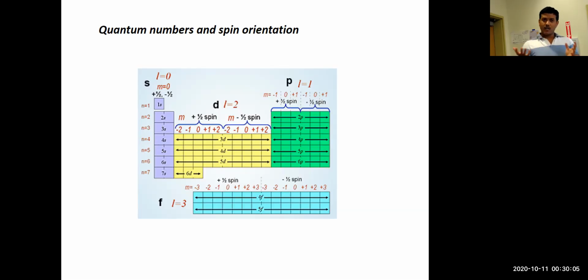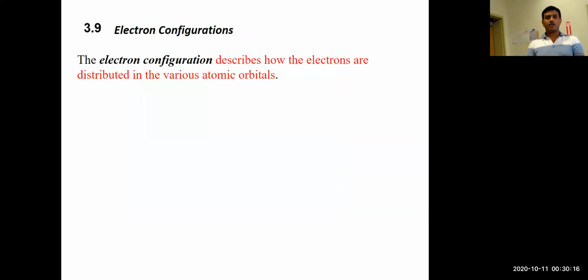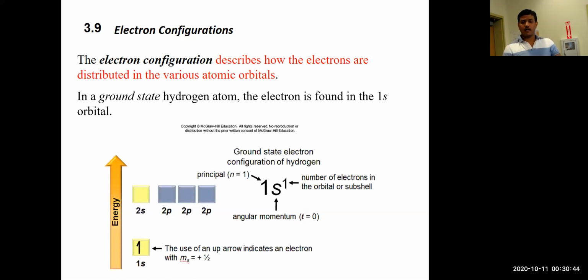What we are going to do for electronic configuration is basically similar to what we just did here, and we are going to write it in a notation where you can easily read it. So let's go into this topic of electronic configuration. Electronic configuration basically describes how the electrons are distributed in various atomic orbitals. An atom has atomic orbitals defined by the quantum numbers, and electronic configuration is the description of those electrons in different atomic orbitals. Now let's discuss a simple example, the hydrogen atom.